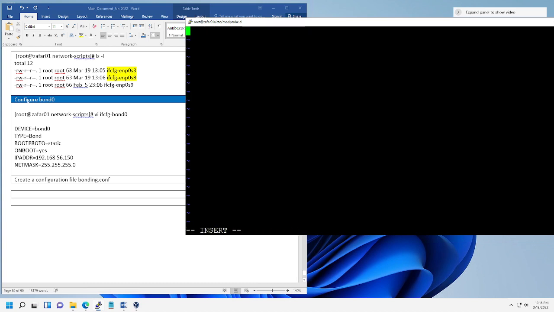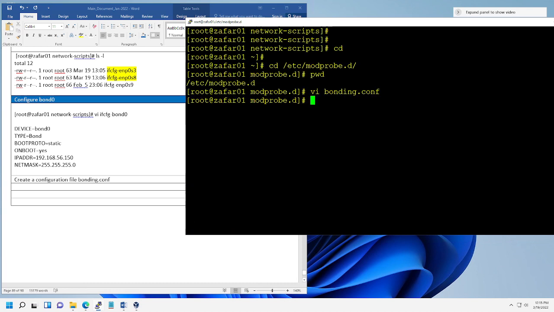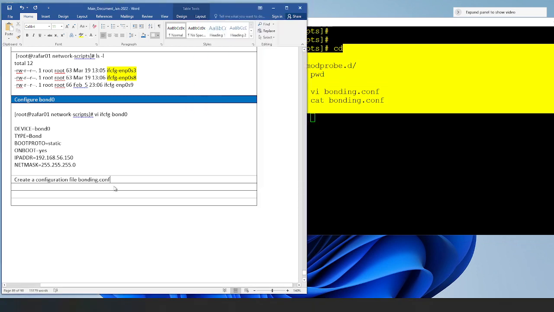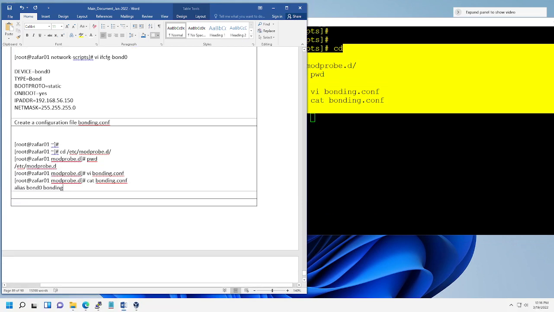And in here, I'm going to say alias bond0 bonding. All right, let me save and exit. Let me cat bonding.conf. All right, let me copy this part here. All right, guys, there is one more advantage if you know the way I'm putting the document together. Get in a habit of putting a document together, this is really going to be helpful at your work.